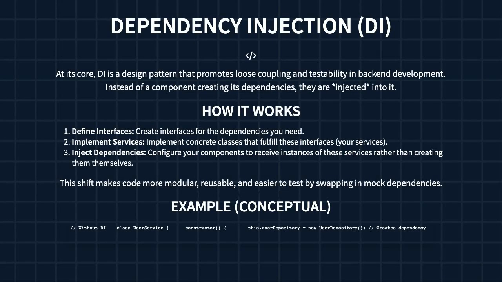Okay, let's talk about dependency injection, a really powerful idea for building robust backend applications. Basically, instead of a class making its own tools or resources it needs to do its job, we give those tools to the class. Think of it like this: you wouldn't build your own car engine, you'd get one from a supplier. Dependency injection does something similar for our code.